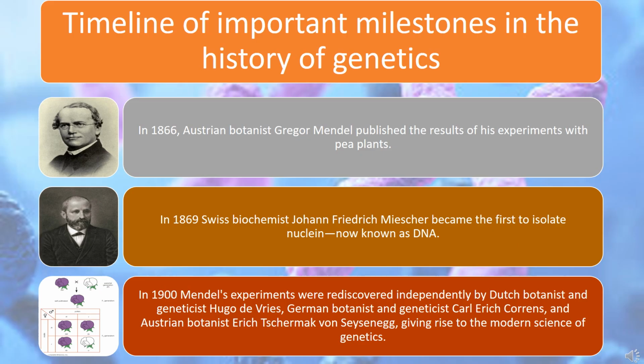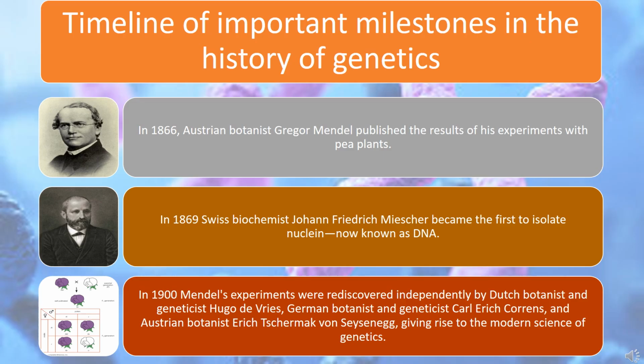Here is the timeline of important milestones in the history of genetics. In 1866, Austrian botanist Gregor Mendel published the results of his experiments with pea plants. His work later provided the mathematical foundation of the science of genetics. In 1869, Swiss biochemist Johann Friedrich Miescher became the first to isolate nuclein, now known as DNA. Although he developed hypotheses explaining the role of nuclein in heredity, he ultimately concluded that one molecule alone could not provide the level of variation observed in nature within and between species.